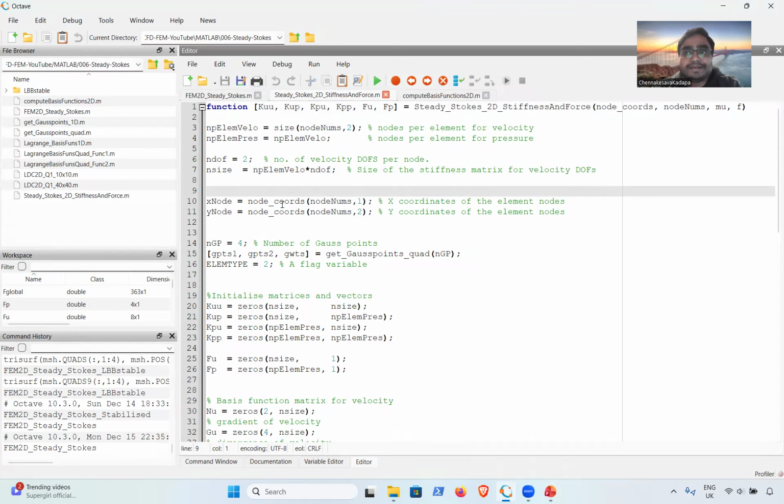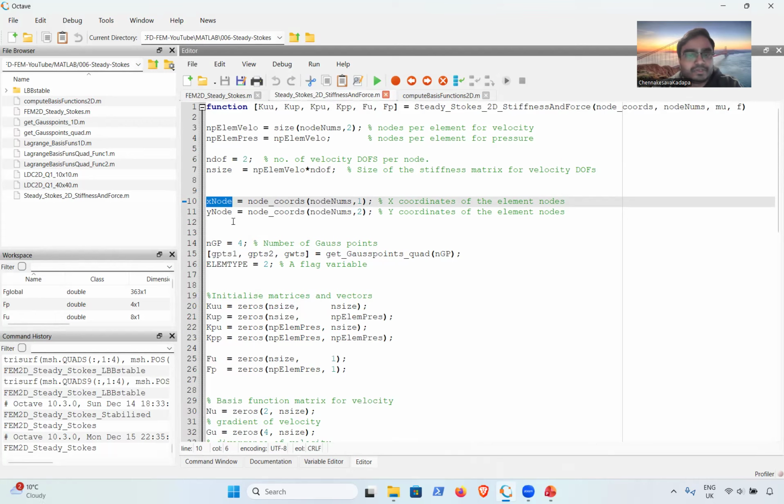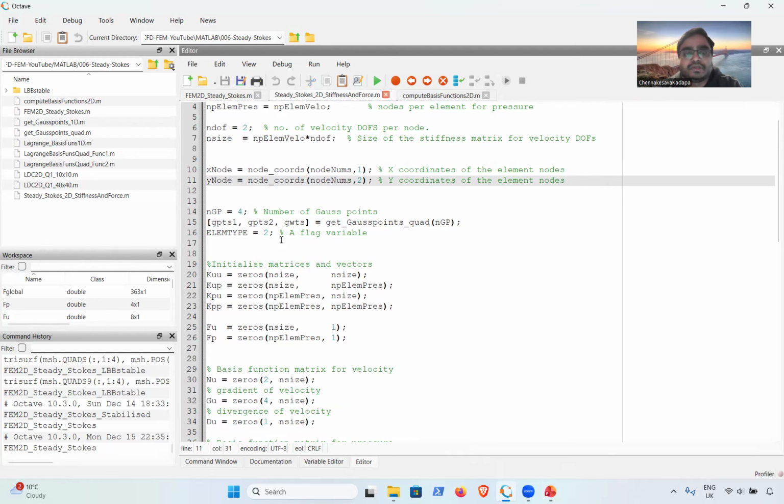Okay, and to automate it further, instead of x1, x2, x3, y1, y2, y3, I now have arrays to store those, the x and y coordinates. The advantage of doing this is we can easily pass it to another function, or we can automate the calculations. Okay, so we know the node numbers, we know the coordinates of the nodes, we can extract the corresponding nodes, and the first column gives us the x coordinates and the second column gives us the y coordinates.